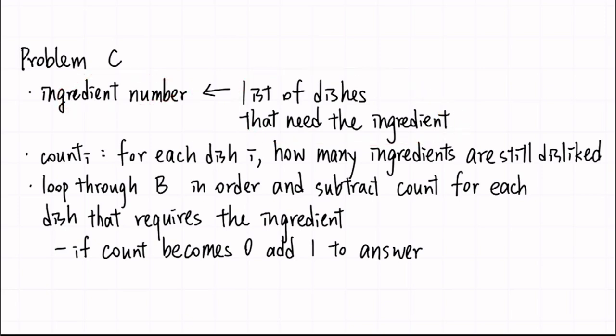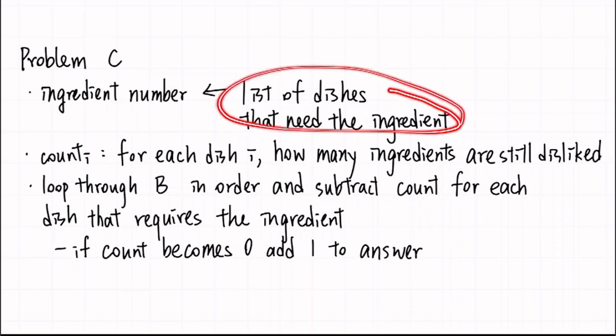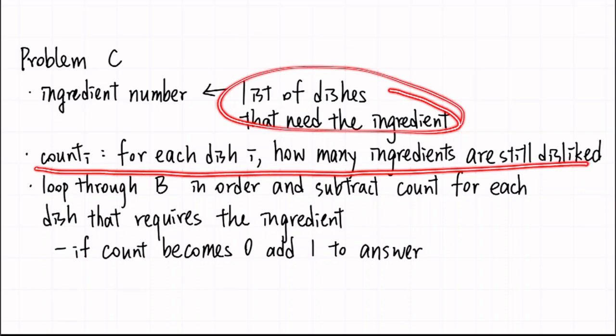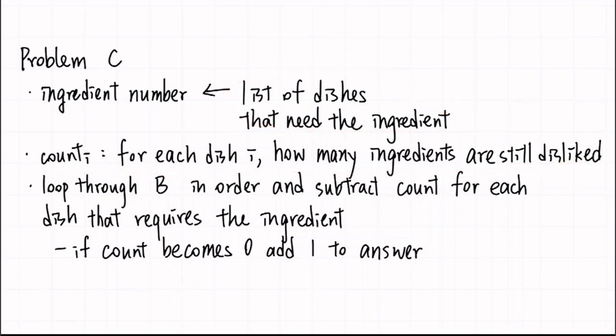And then for each dish in this list, we can loop through the count for each of the dishes and then subtract it by 1, because this means that these dishes now use one less ingredient that Snook dislikes because he just overcame his dislike of the current ingredient.